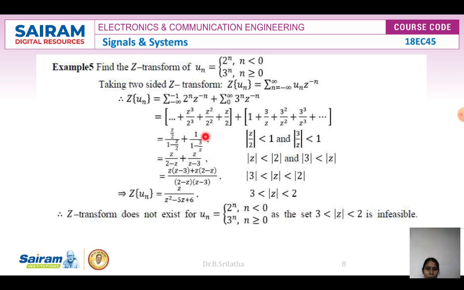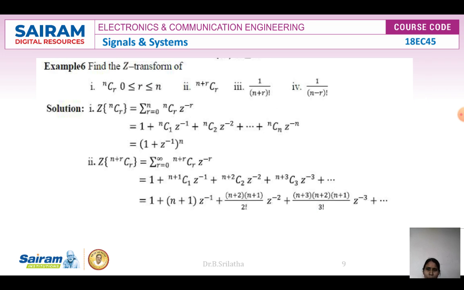Here, instead of a we have 3 by z, so 1 by 1 minus 3 by z. So we can take the LCM: z by 2 minus z plus z by z minus 3. Finally, the Z transform of u of n for these two signals is z by z square plus 5z plus 6. Similarly, this region exists from 3 to 2, so the Z transform does not exist for u of n, as the region is infeasible.